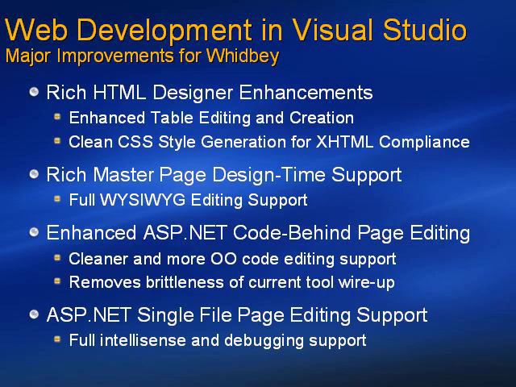We have much richer code behind editing support. We're going to a new model where we use partial types, which really reduces the brittleness that we sometimes run into with code behind today. For example, a situation where your tool might not be able to open the file or might change the code behind file in such a way that it's no longer easy to open. That's taken care of. It's also much more object-oriented and much faster.